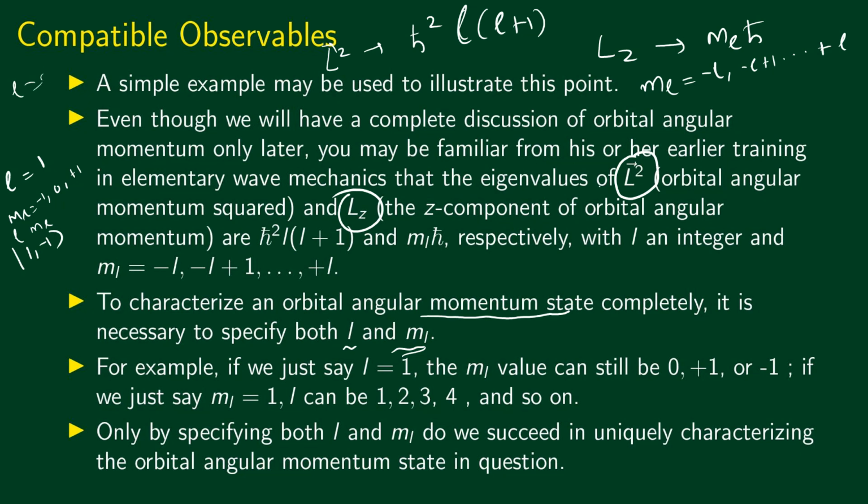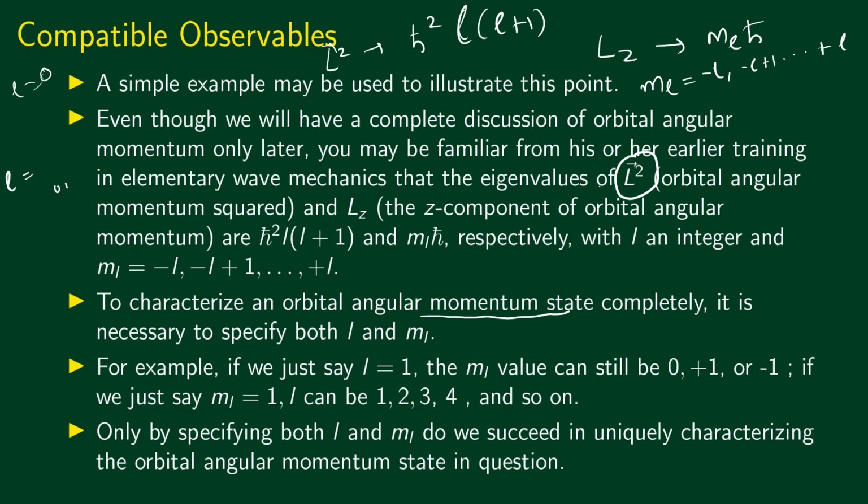Now, if you take L equal to 0, this is fine, because there's no degeneracy. This is what we call the S state. But if you go to L equal to 1, this is threefold degenerate. So giving only the eigenvalue of L square does not completely specify the state. You also have to provide the eigenvalue of another operator, in this case Lz. Then the state is completely specified.